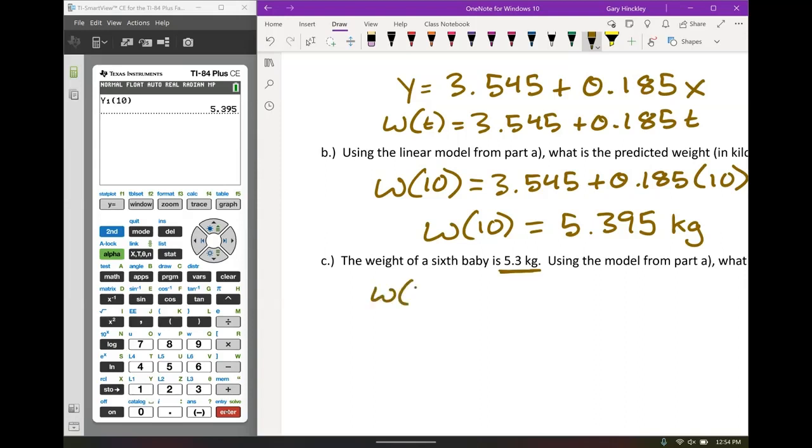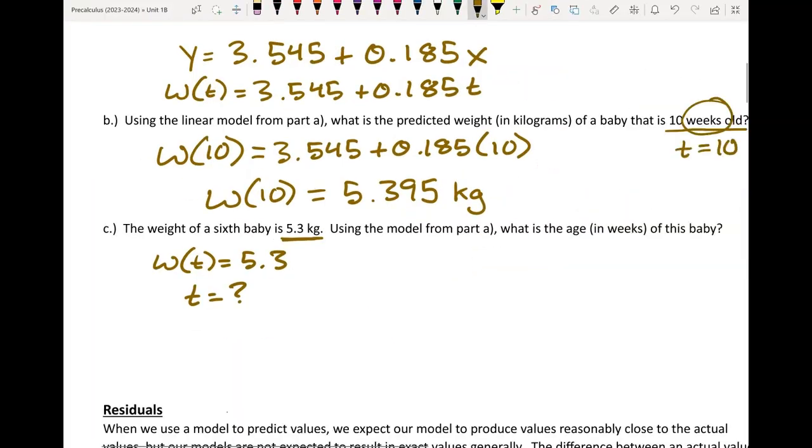So we are told that W of t equals 5.3, and we want to know what is the time when that happens. So all we have to do is set our equation equal to our value. There were a few problems like that that you may have come across on Delta Math. You have to pay attention. Were you given an input value or an output value? In this case, that is an output value. So we have to set it equal. Can we solve that though?